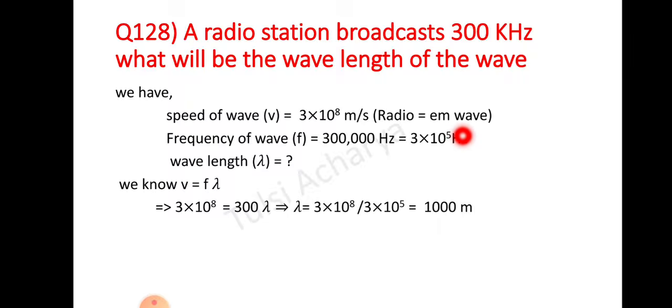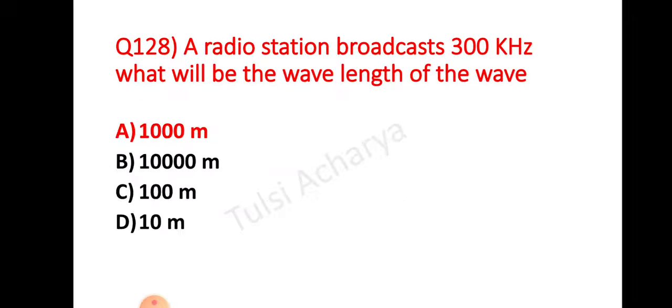Radio waves are electromagnetic waves, so the speed will be the speed of light. And 300 kilohertz is the frequency. 300 into 1000, this will be the hertz, since kilo means 1000. So 3 into 10 to the power 5 hertz. We know that v is equal to f lambda, and from this we get our required lambda as 1000 meter. That is, option choice A is the correct answer, 1000 meter.